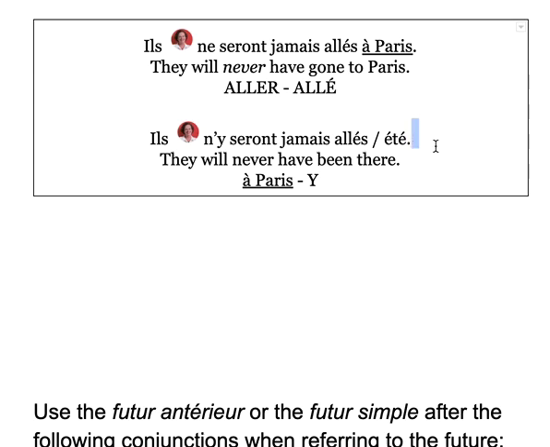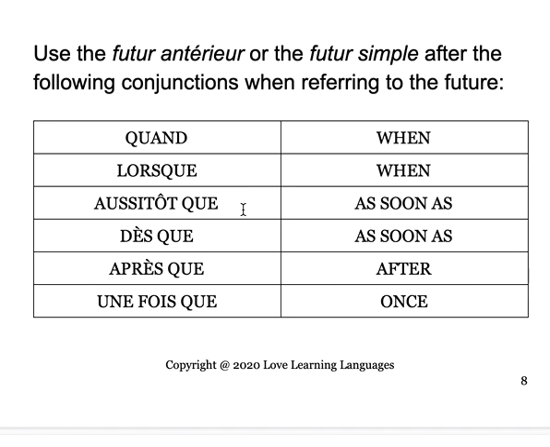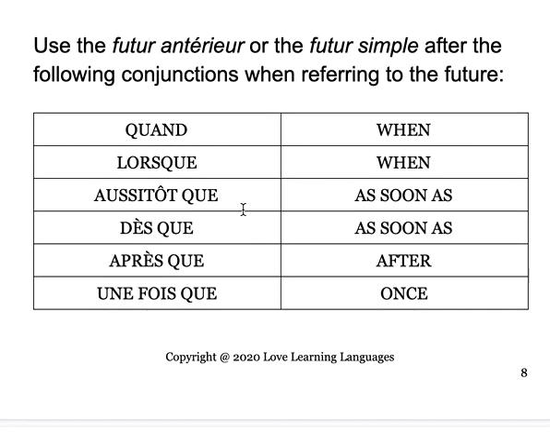Same thing, really. Okay, so now, just one more thing. You may have seen my lesson on using the futur simple after the following conjunctions when you're referring to the future. So we have conjunctions like quand, lorsque, aussitôt que, dès que, après que, une fois que, right? And we saw this in one of my examples earlier.